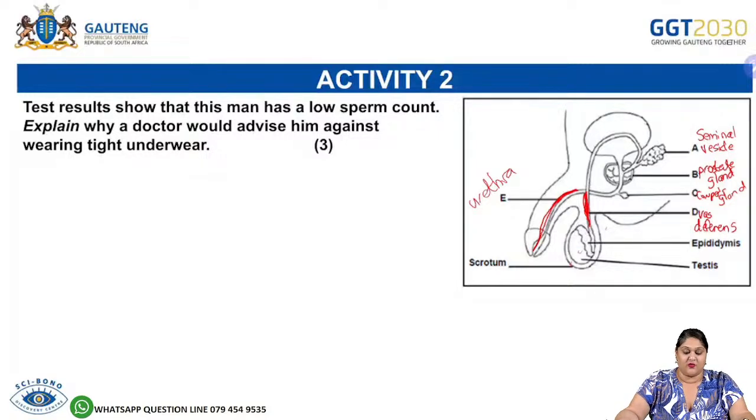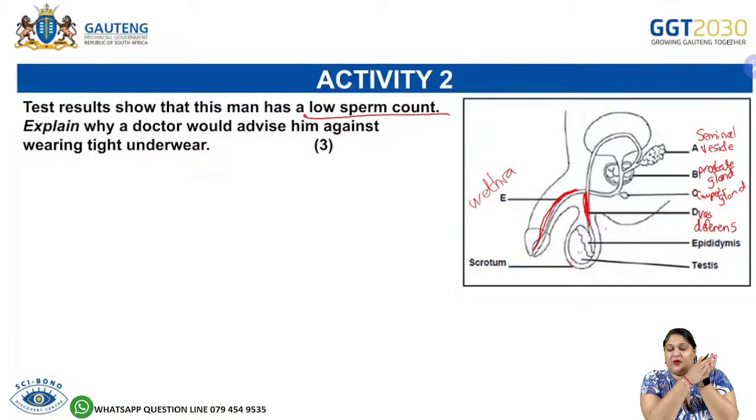Test results show that this man has a low sperm count. Okay, that's important for us to note. Explain why a doctor would advise him against wearing tight underwear. Now, let's think to ourselves, what would the tight underwear be doing? A lot of learners want to talk about the squashing or the squishing or the constricting. Yes, essentially that is what's happening. But what is that causing? It's causing the testes to be held closer to the body.